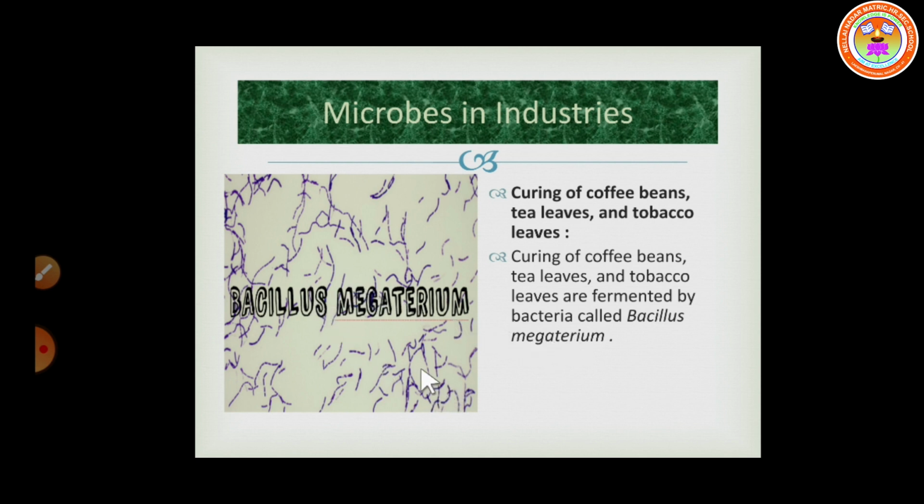You can see the structure. These are thread-like structures. All these are bacteria called bacillus. Normally, bacillus are rod-shaped bacteria, isn't it? So here you can see numerous bacteria. What is the name of the bacteria? Bacillus megaterium. This Bacillus megaterium helps to retain the special aroma of the leaves. Are you clear, children?